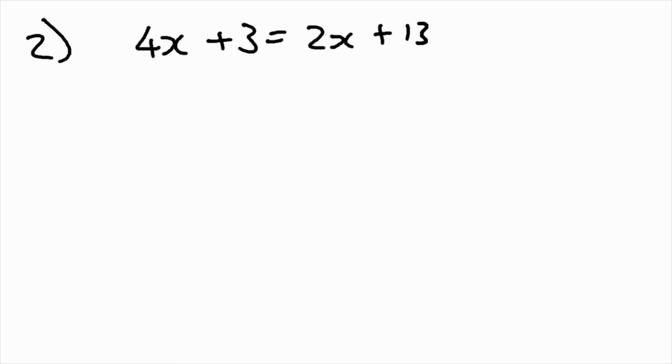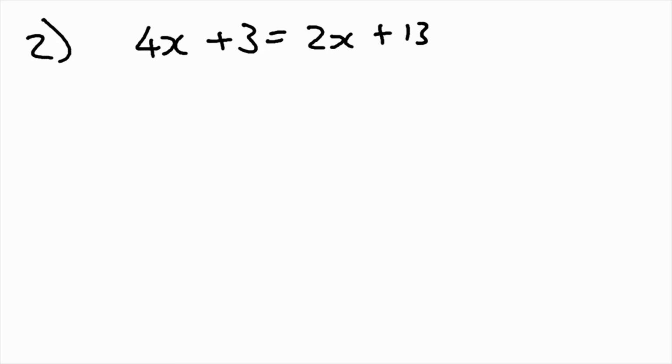Have a look at another example. Example 2. 4x plus 3 equals 2x plus 13. Now, what you notice is different from the last one is that we have x's on both sides. To be able to solve this, we need to get rid of them on one side, and I say that we should do this as our first step.